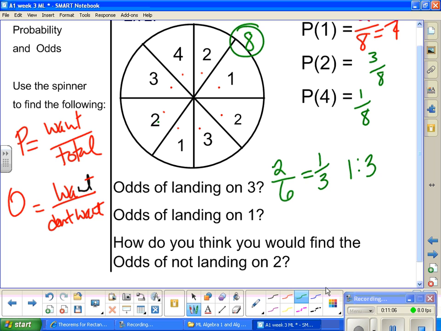Alright, the next one, the odds of landing on a 1. There's 2 1s over 6, which is the same thing.